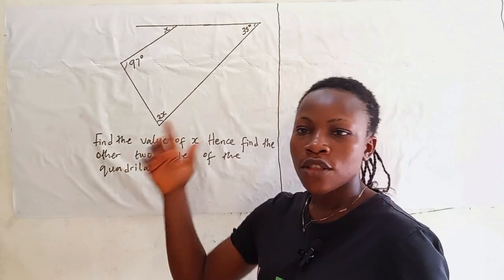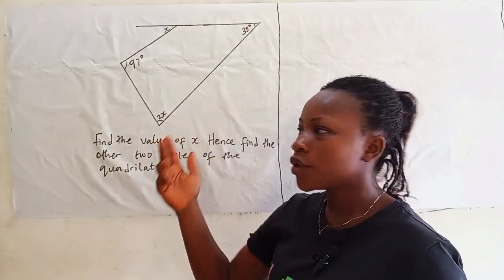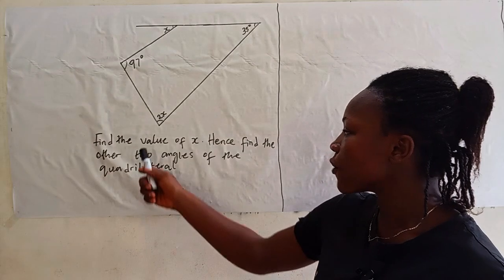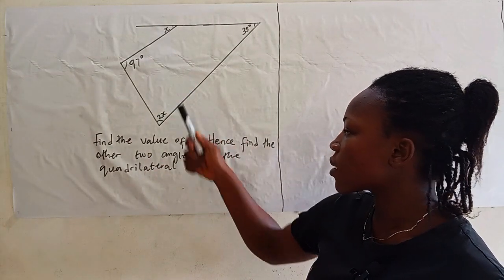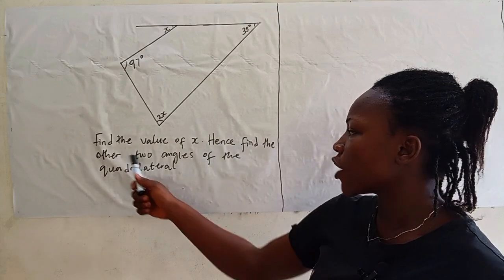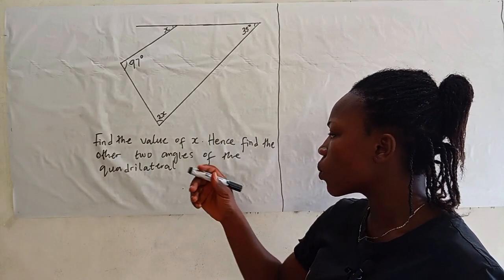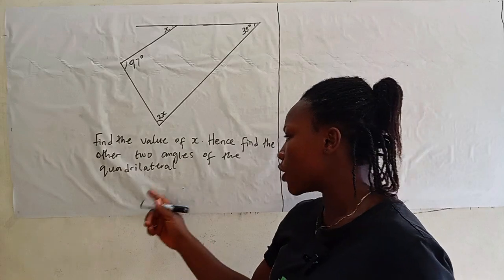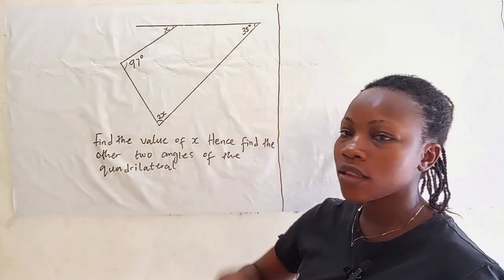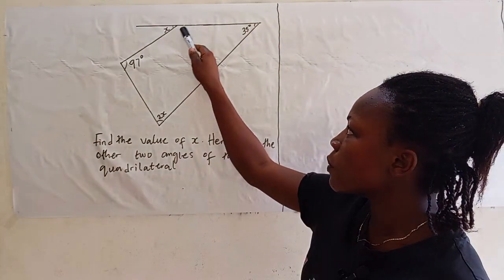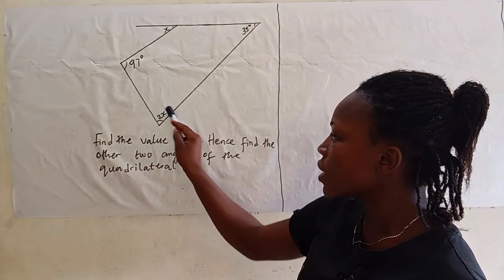All right, let's look at this question we have on the board where we are asked to find the value of x. This is x, this is x. Hence, find the other two angles of the quadrilateral. All right, the other two angles we are asked to find is this angle, and this angle.